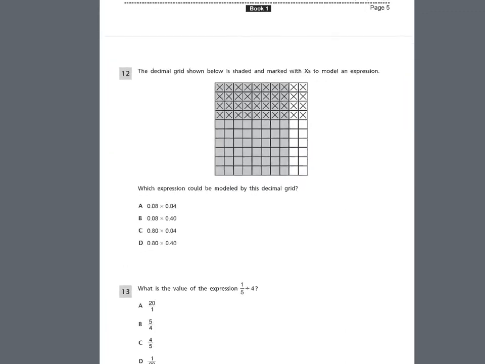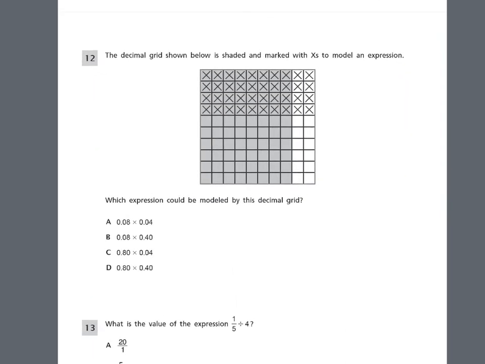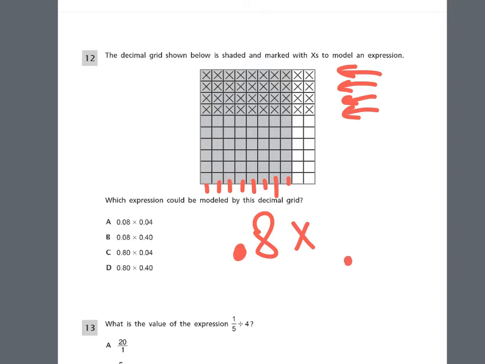It says the decimal grid below is shaded and marked with X's to model an expression. Which expression could be modeled by this decimal grid? So we know it's multiplication. And I see the gray area, so that's 1, 2, 3, 4, 5, 6, 7, 8. So I know it's going to be 8 tenths times, and then if you count this way, it's 1, 2, 3, 4 tenths.